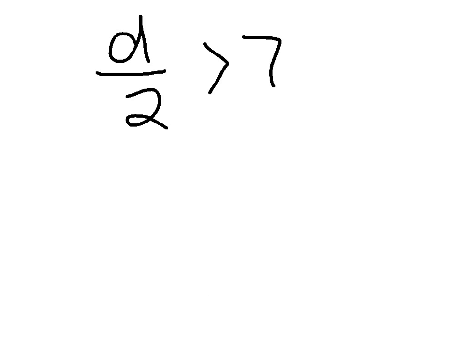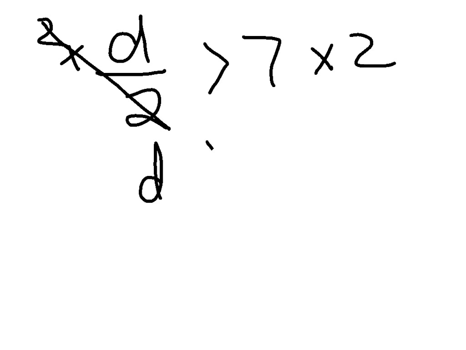Now let's try an inequality when our variable is being divided by a number. Here we have d divided by 2 is greater than 7. We want to solve for d, so we want to get d by itself. Since it's being divided by 2, we're going to multiply the left side by 2. Whatever we do on one side, we must do on the other. The 2's on the left side cross each other out. We're left with d is greater than 7 times 2, which is 14.